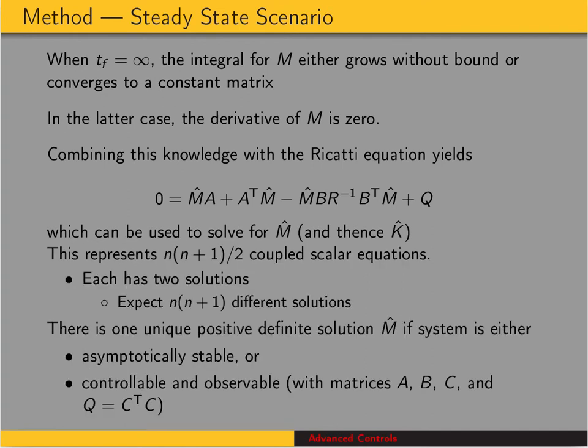Now, a word on the solutions to this equation. This equation represents n times n plus 1 over 2 coupled scalar equations. And since they're quadratic, each has two solutions. So we expect to have n times n plus 1 different solutions.